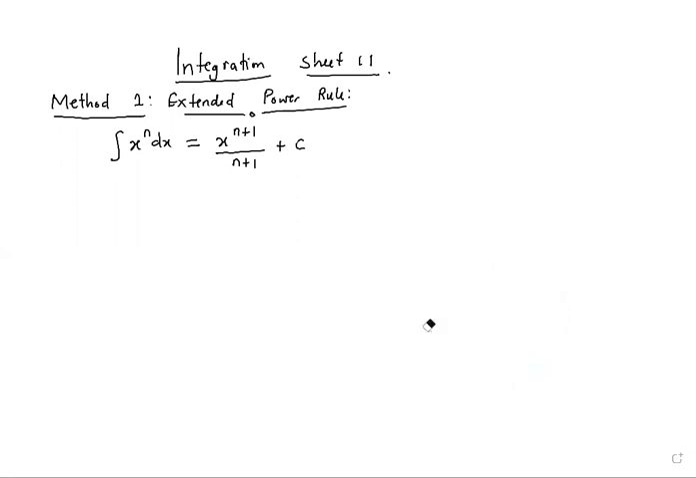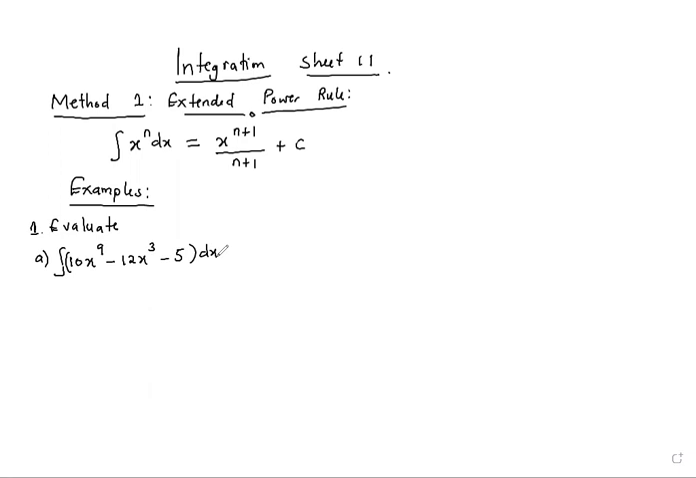Okay, so let's do now examples coming from the Torah sheet. Question 1, evaluate A, the integral of 10 x to the power 9 minus 12 x to the power 3 minus 5 dx.